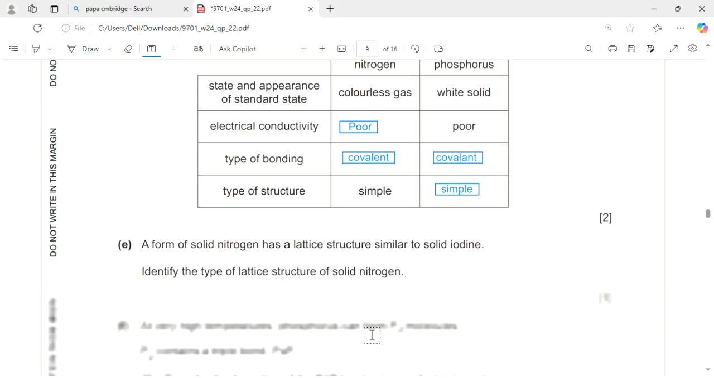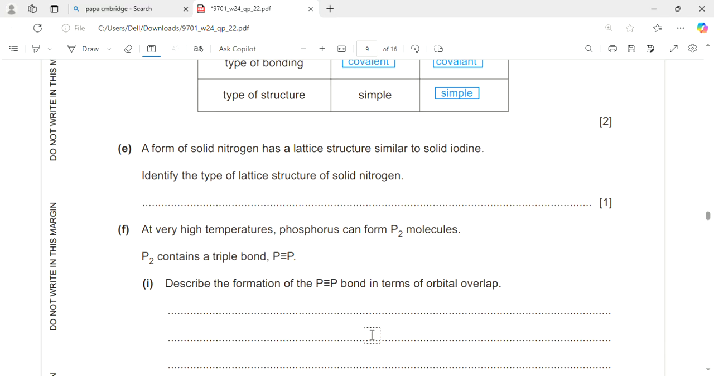Move to the next part. A form of solid nitrogen has a lattice structure similar to solid iodine. Identify the type of lattice structure of solid nitrogen. Solid nitrogen is simple molecular.